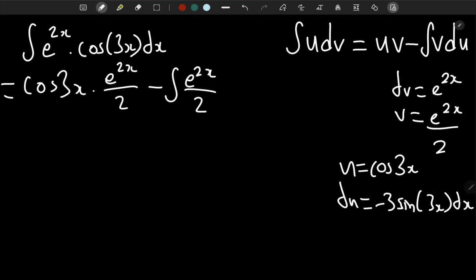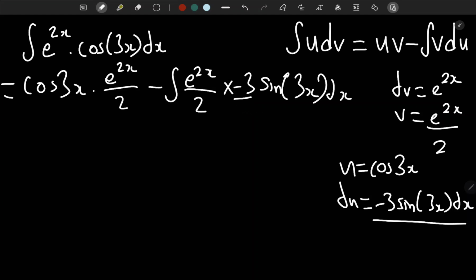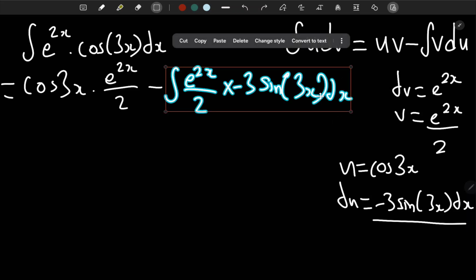Multiplied by du, and du here is this part over here, which is negative 3, multiplied by negative 3 sine 3x dx. So here we can take negative 3 outside and the 2 over here. So let's do that. I'm just taking the numbers out here. Let me actually add it first and then I'll remove it so you guys can see.